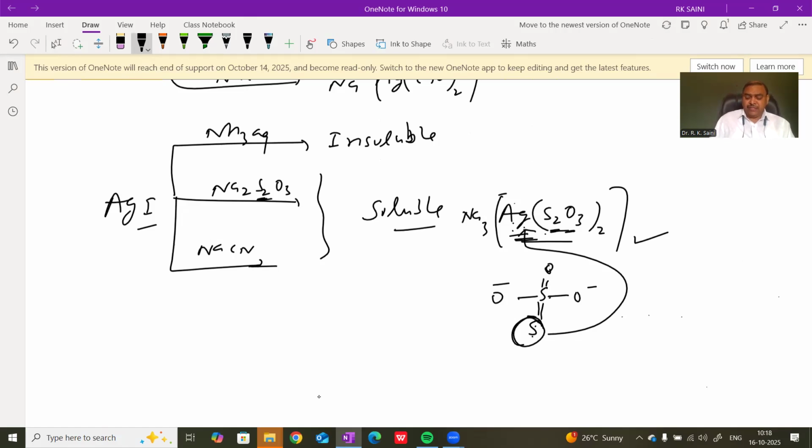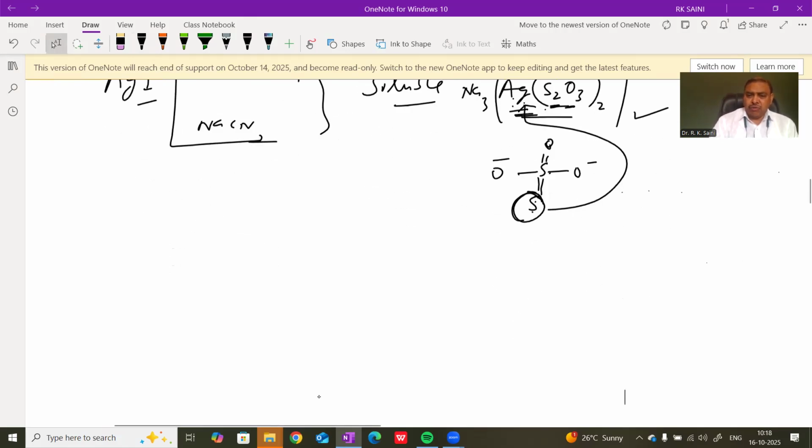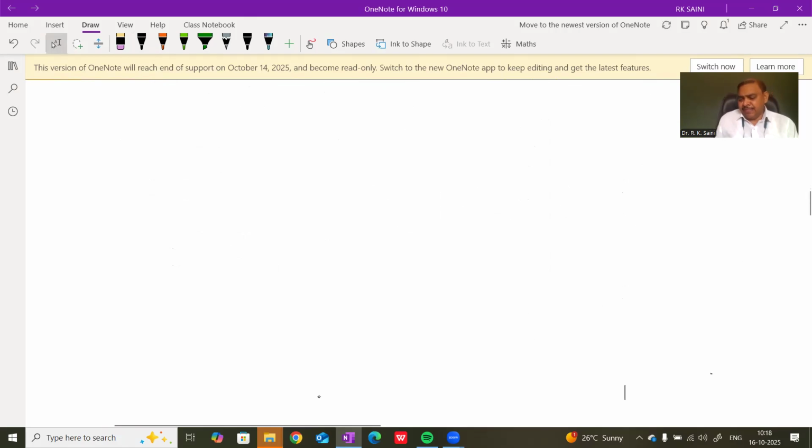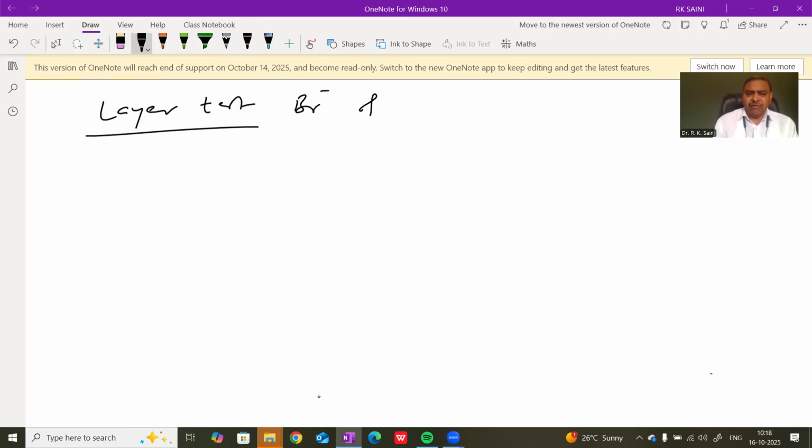It is an important question. These are the tests of halogen in qualitative analysis of organic compounds. Now another test of halogen is the layer test. This layer test is conducted for bromide as well as for iodide. We take Lassaigne's extract.